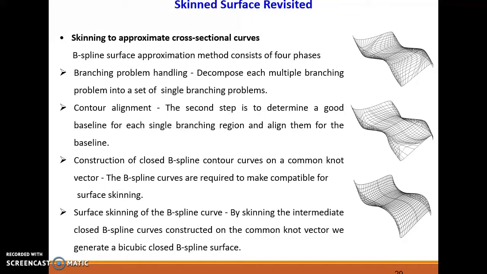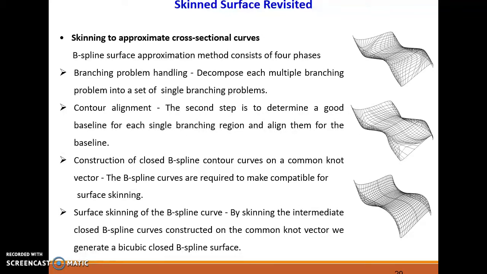Decompose each multiple branching problem into a set of single branching problems, such that we decompose the M to N branching problems into single branching problems, so that we have M plus N contours for each M plus N elements. The second step is contour alignment: determine a good baseline for each single branching region and align them to the baseline. So it is what we got in the previous step, the single branching problems. We have to determine a good baseline for all these and align them to a single baseline.